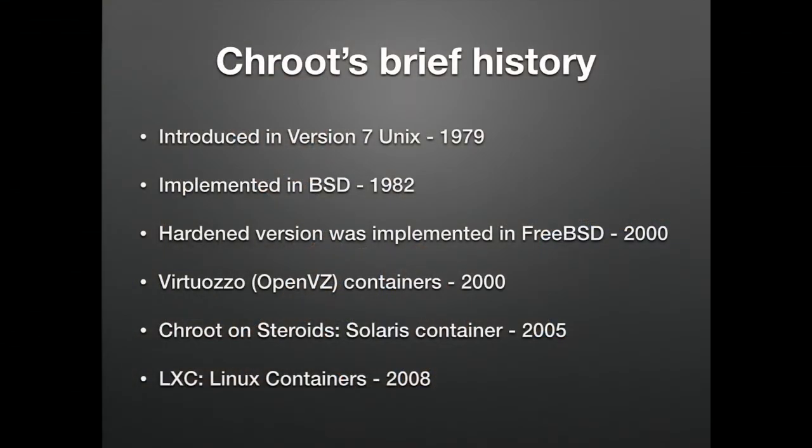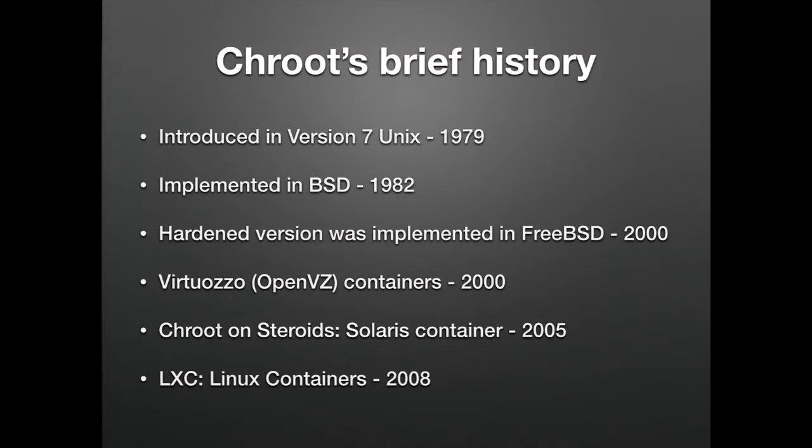A brief history of chroot. It was introduced in Version 7 Unix in 1979. Three years later, it was implemented in BSD. And the hardened version of chroot was implemented in 2000 in FreeBSD. It is called jail. At the same time, the Virtuozzo guys, now called OpenVZ, implemented the containers, what we call containers nowadays. It is a live project as well.